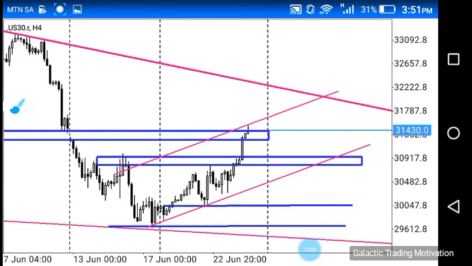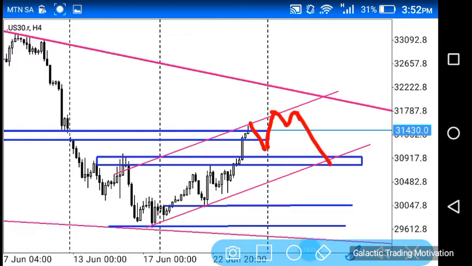Let me just repeat that. In the next coming days, I would like to see price push further down to induce more selling, and then push further up to form an M structure, and then push to this level over here as number one.